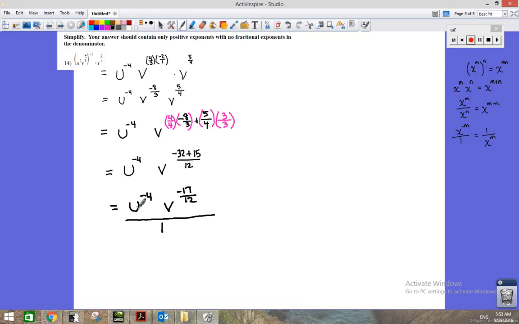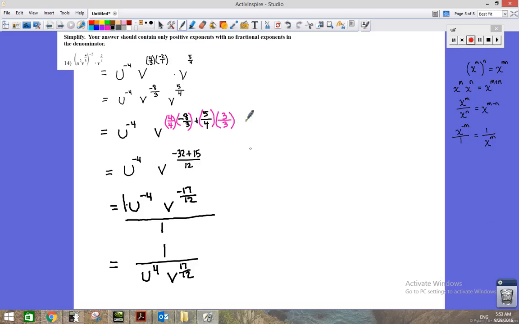So right now I can create a fraction by just saying divided by 1, and now I can move this u to the negative fourth and make it u to the positive fourth if I move it to the denominator. And this v, same thing. I can make this fraction that's negative positive if I move it to the denominator. Now, since I've moved both things there, remember there's always a 1 here. 1 times that, I now have a 1 in my numerator.